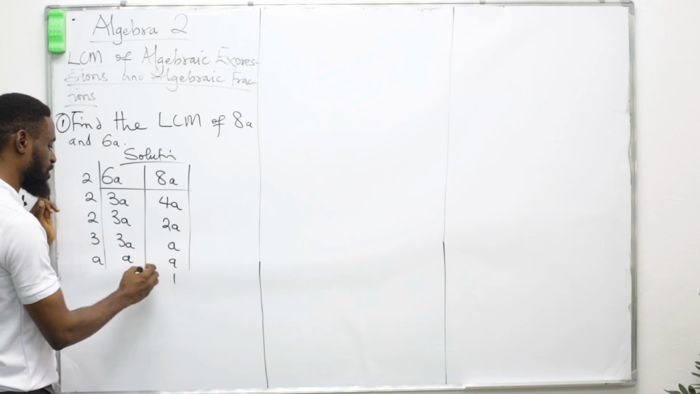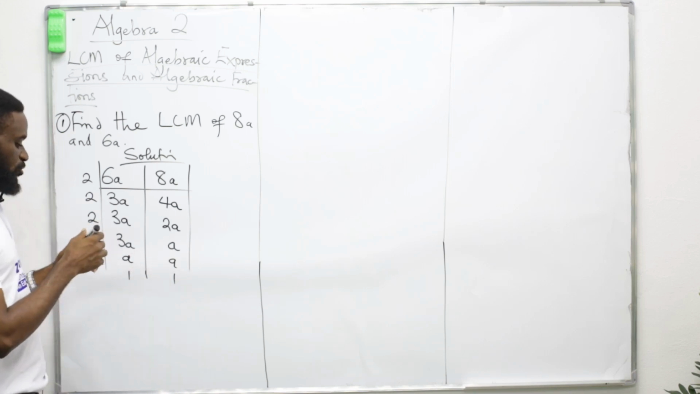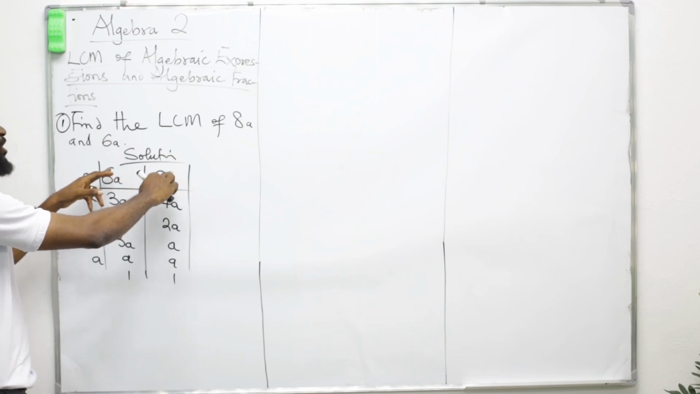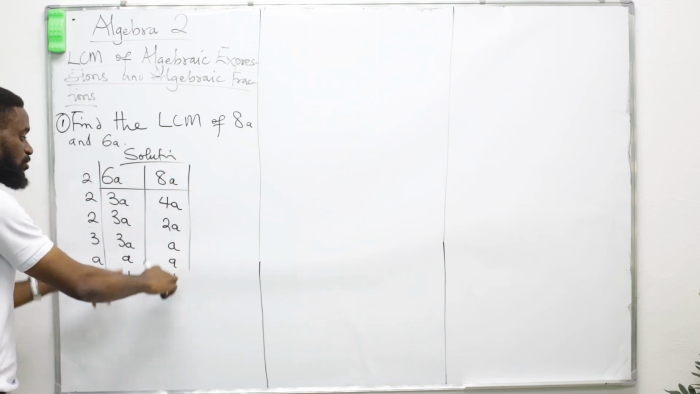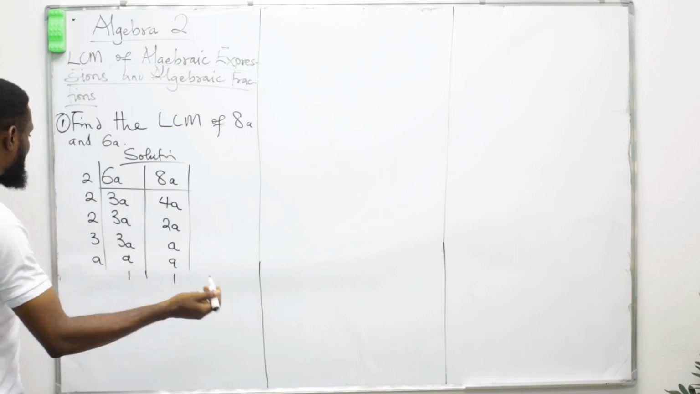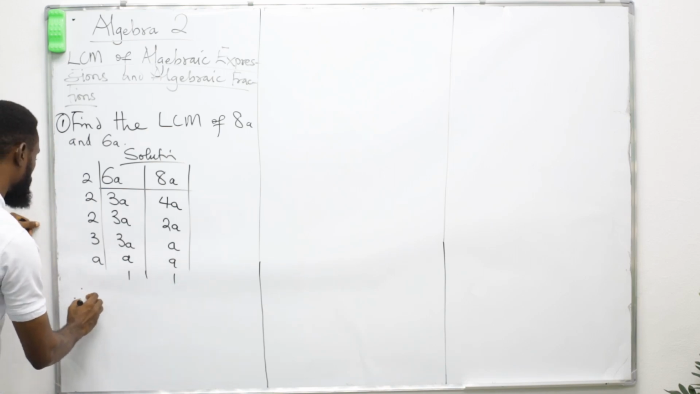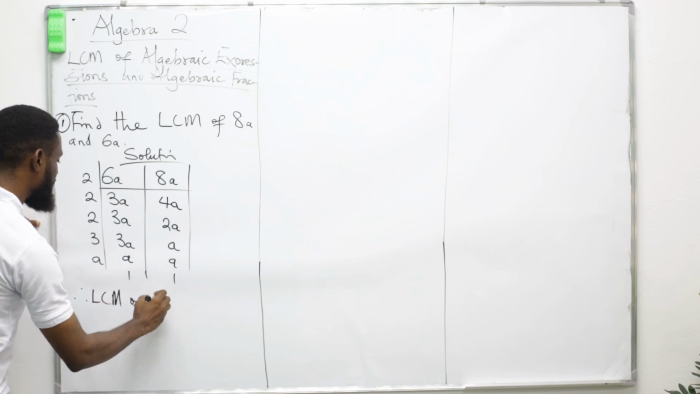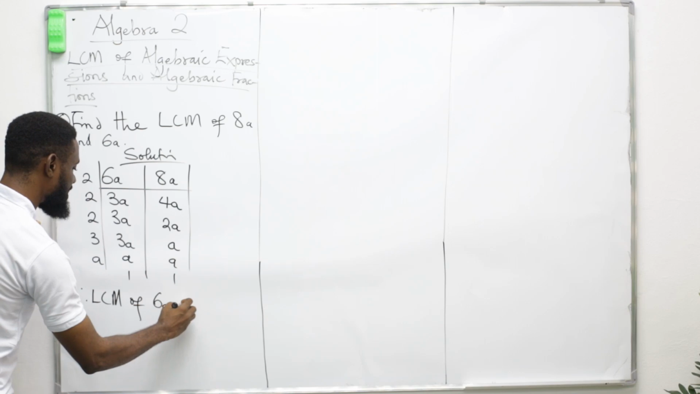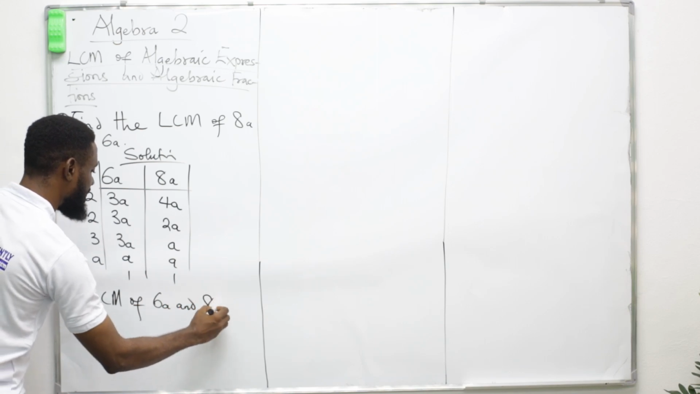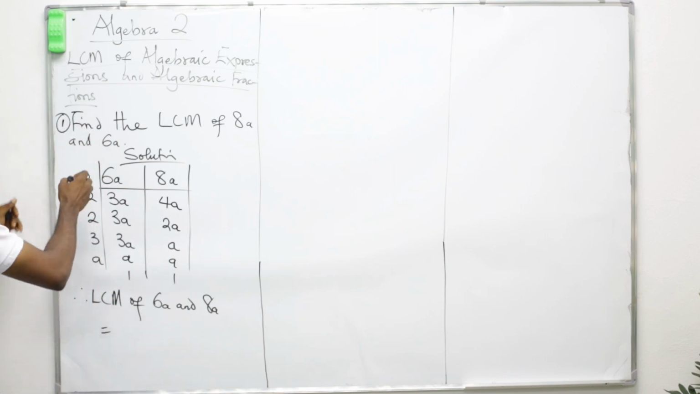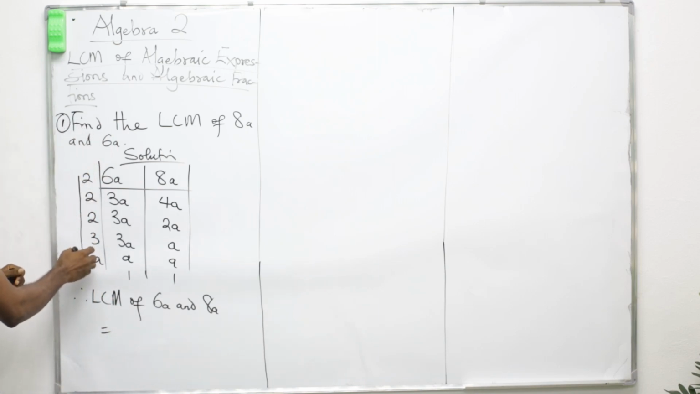A divide a will give us 1. So at this point, we have gotten to a point where we have all these multiples reduced to 1. Okay, so at this point now we say therefore, LCM of 6a and 8a is equal to, you multiply everything that you're given here. Okay, you multiply everything here.